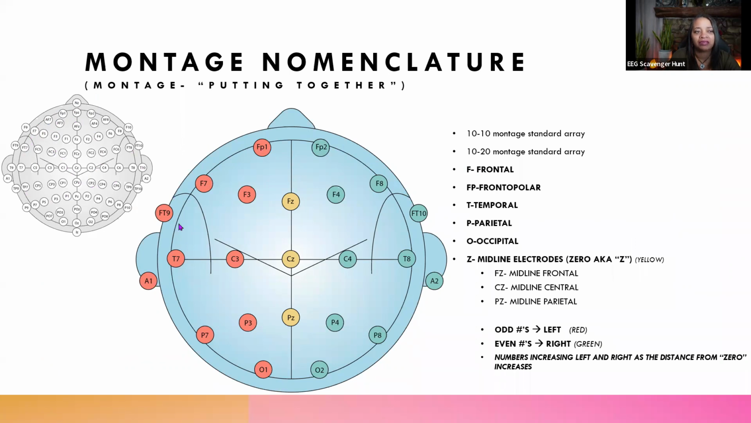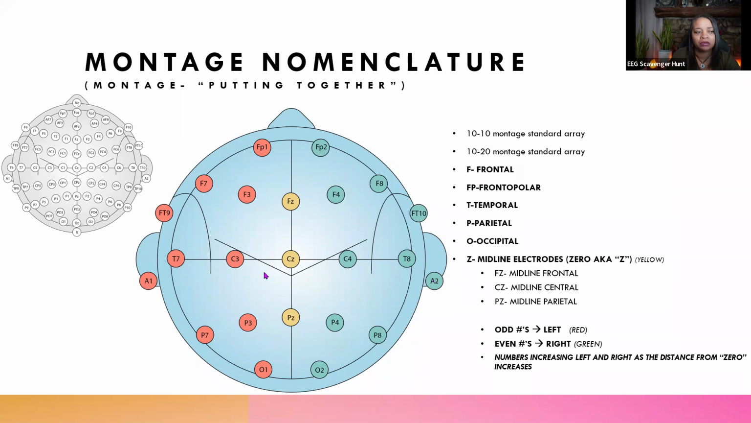The FT9 and FT10 are an addition to this montage so that you can see a little bit more of the anterior temporal pathology there. So the electrodes are named based on location over the various lobes. You'll see this is the frontal lobe, so there's lots of F's here. This is frontal polar, which is more anterior. This is your anterior temporal lobe. These are temporal electrodes here.